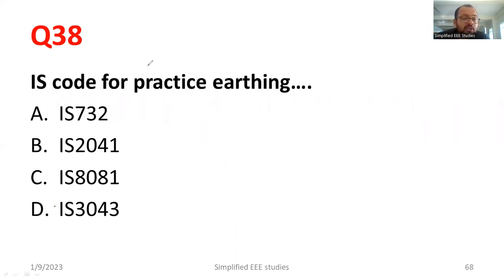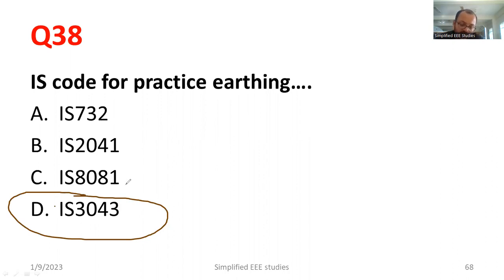So another important question, especially in the sub-engineer examination: the IS code for the practice of earthing, which is the right answer? So there are different types of IS codes you need to maintain. Especially if I talk about earthing, you need to follow the IS 3043. So you have to remember this. Similarly, there are different IS codes.